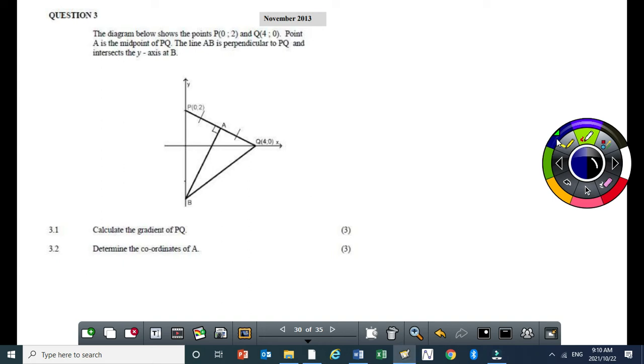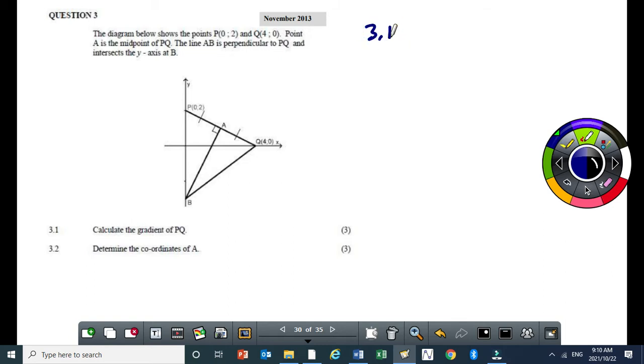So in this diagram, we are given a triangle. Well, I can't say it's a triangle directly, but you can see that PDQ is a triangle. So the first question, you're supposed to calculate the gradient.